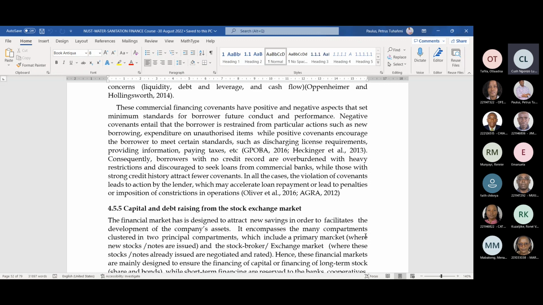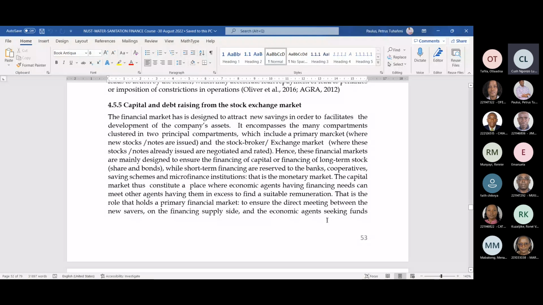Now let's talk about capital and debt raising from the stock exchange market. This is quite new because, as I said yesterday, most of the companies do not make profit, and the reason is that the government intervened to subsidize the price. So they don't make profit, and it is difficult for them to go to the stock exchange market, issue a share, I mean any stock, a share or a bond, and then get financing. But recently, the move has been to go to the stock exchange market and get money.